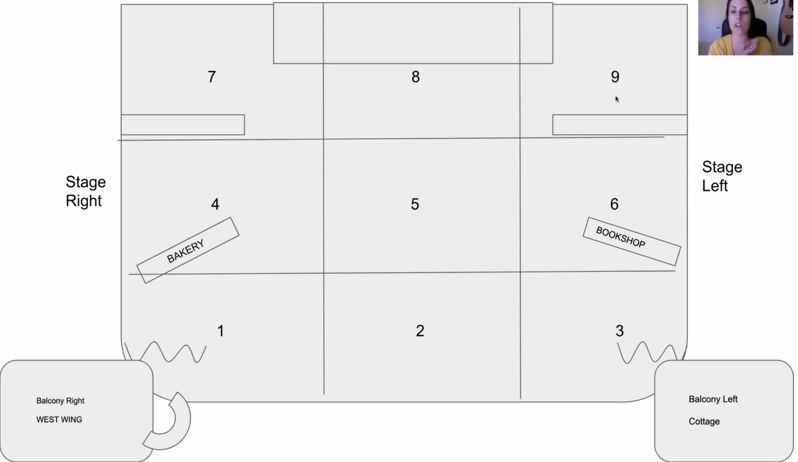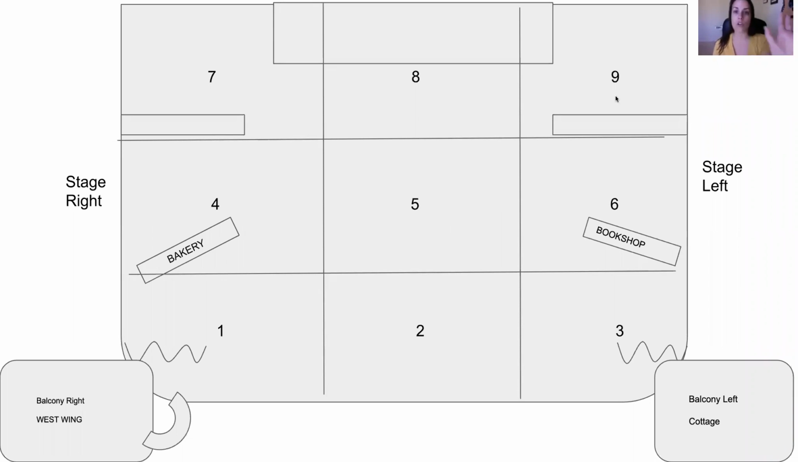Remember, we have zones 1 through 9. We also have 2 balconies. The only person going in a balcony is going to be Belle, going to balcony left at the beginning of the song, and that's it. Everyone else is in zone 1, 2, 3 near the bottom, 5, 6, 7, 8, or 9. I don't have the zones written in the rest of the slides because it's just so much information.